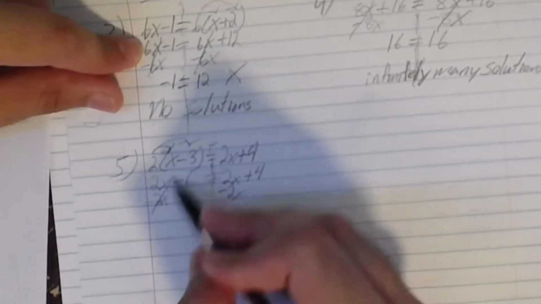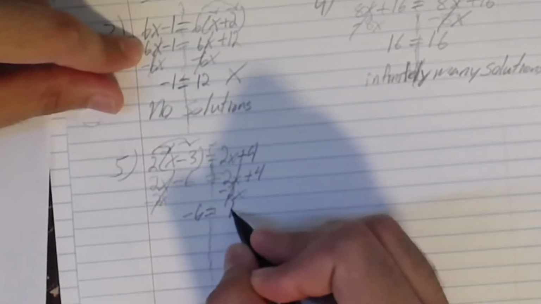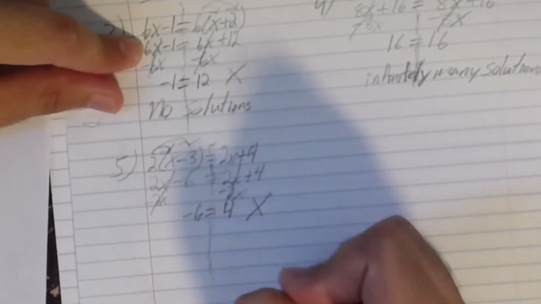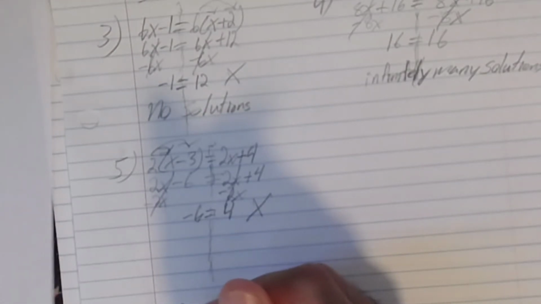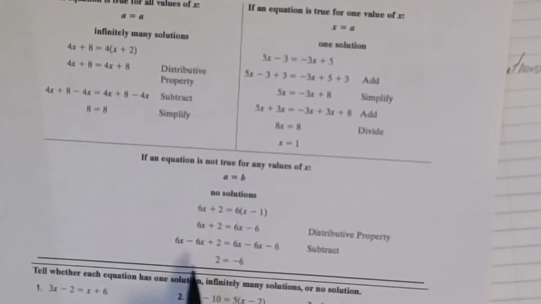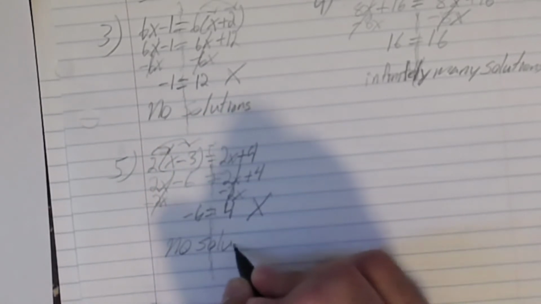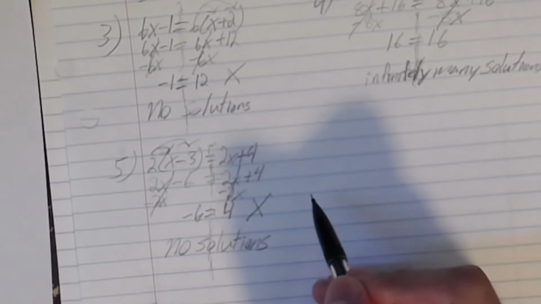It's exactly the same. So we get negative 6 is equal to 4. Now, negative 6 does not equal 4. So we've got one number equal to another number. That is not true. If we look at the types of solutions, we notice that it is this form. It is a number not equal to a different number, which means that for this equation, no matter what value you put for the variable x, there are no solutions.